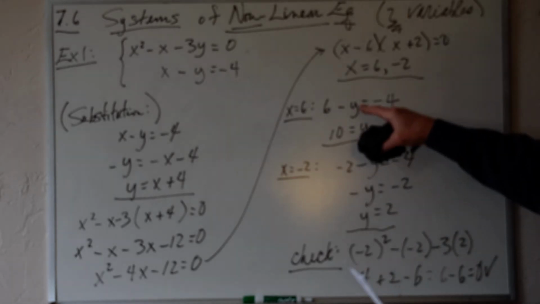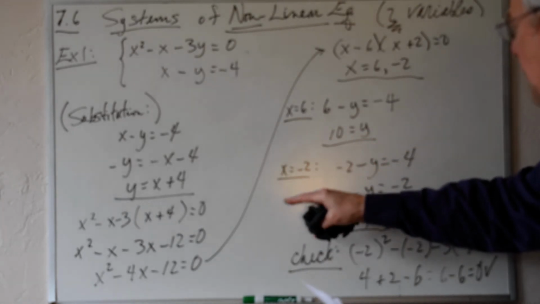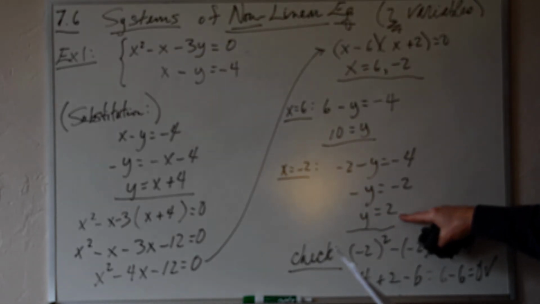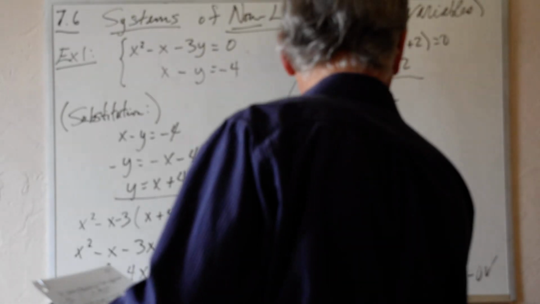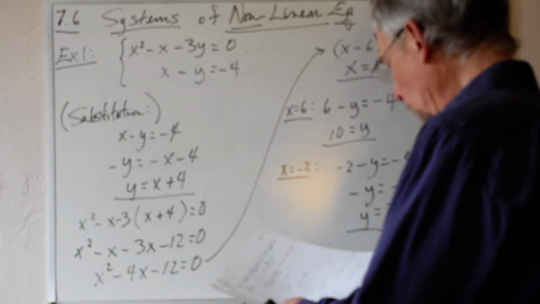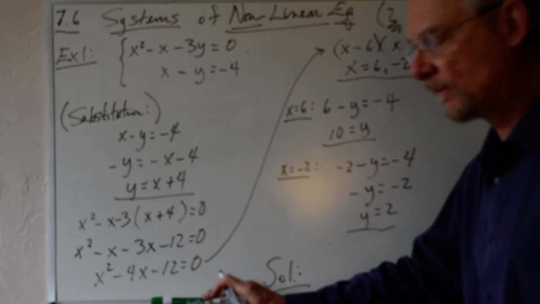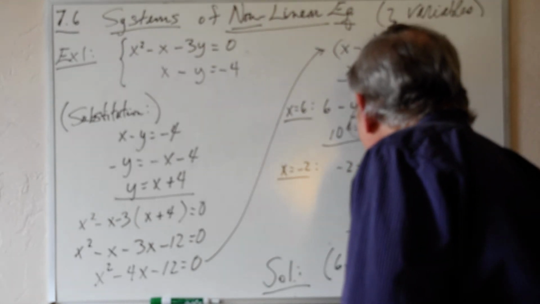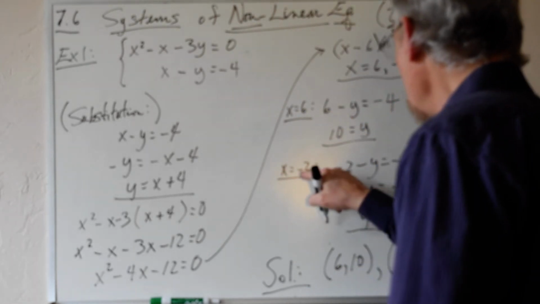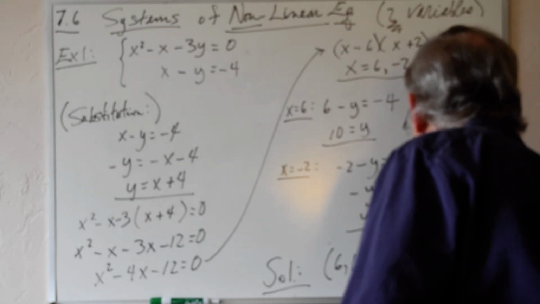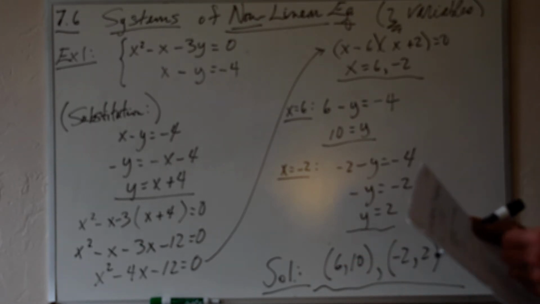For your answer, you can write down x equals 6 and y equals 10, and then when x equals negative 2, y is positive 2, or you may choose to write your answer with ordered pairs. You could say solution, here's another one of our popular abbreviations, SOL for solution. The ordered pair 6, 10, x equals 6, y equals 10. And then the ordered pair negative 2, positive 2. And that's how you would solve one of those examples.